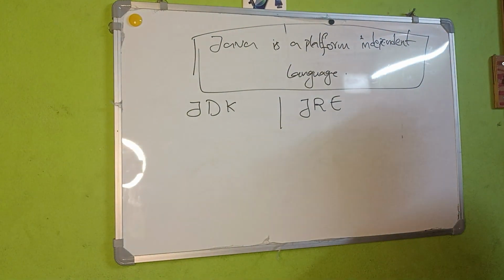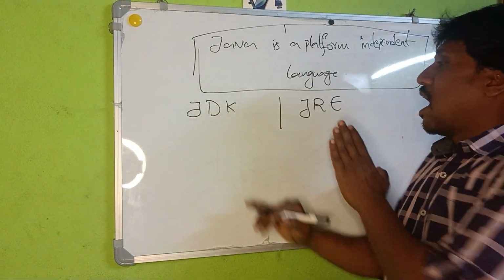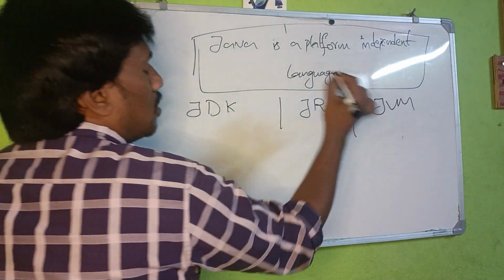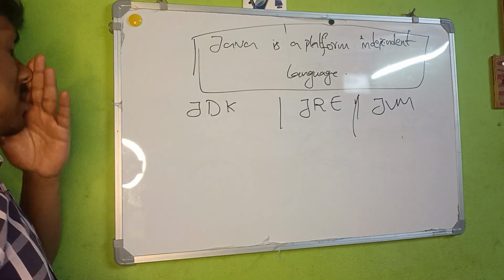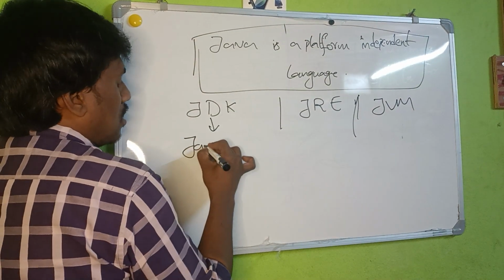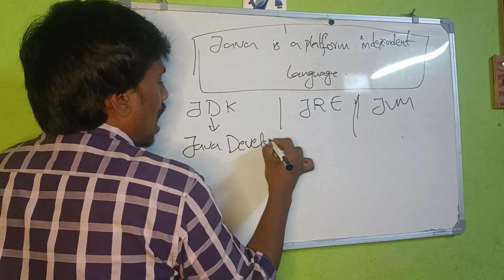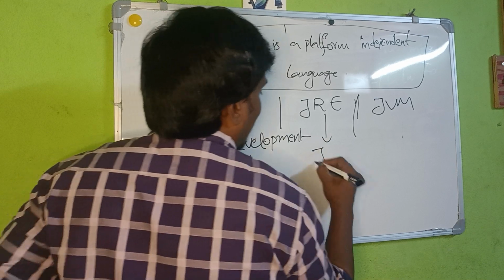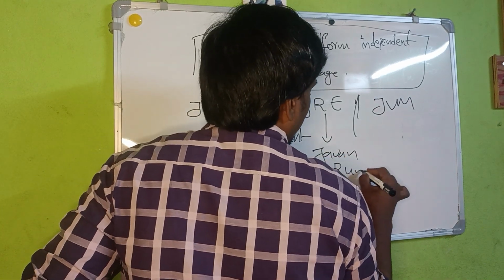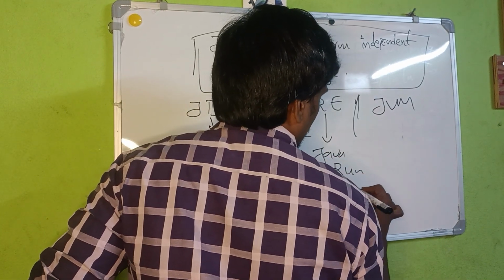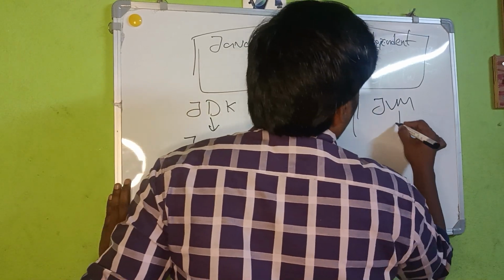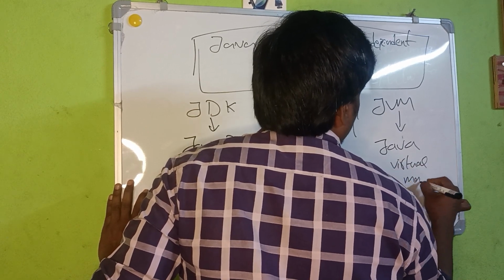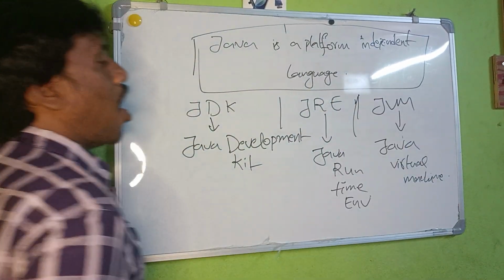So we have a few confusions around this JDK and JRE, and JVM, what it is. JDK means Java Development Kit, another one is Java Runtime Environment, and another one is Java Virtual Machine. So what is this?